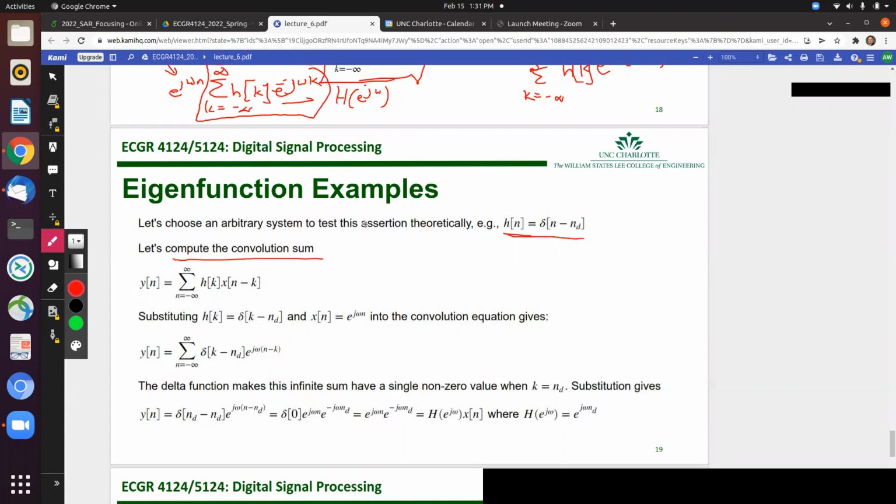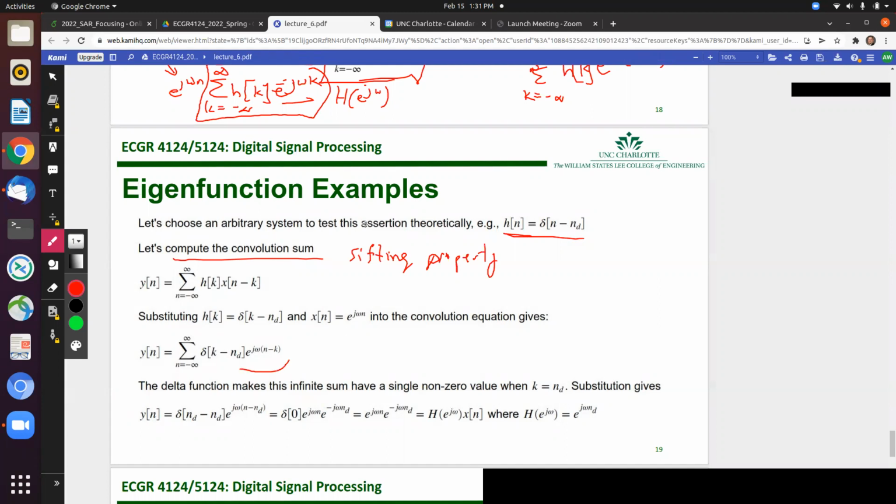Well, it's a delta function. What attribute will we be using to calculate the convolution? What property? It's a sifting property, or a sifting integral. If you were to do this in 3111, a sifting property. And so we know that this delta function only takes on a non-zero value when k is equal to nd.